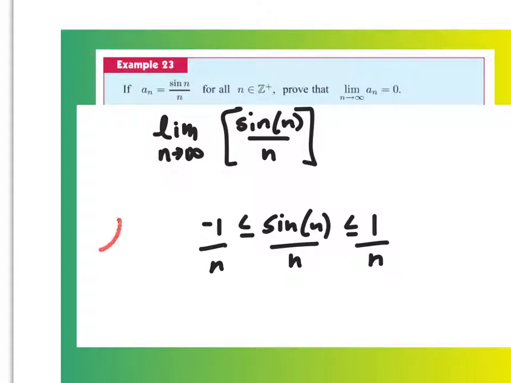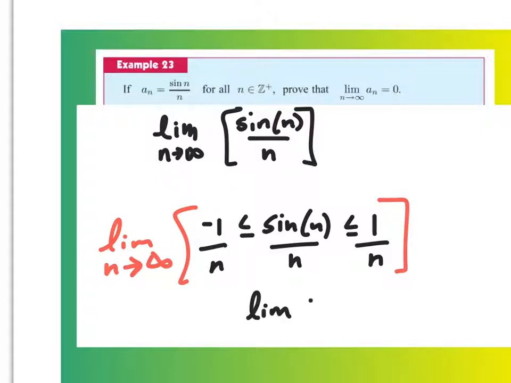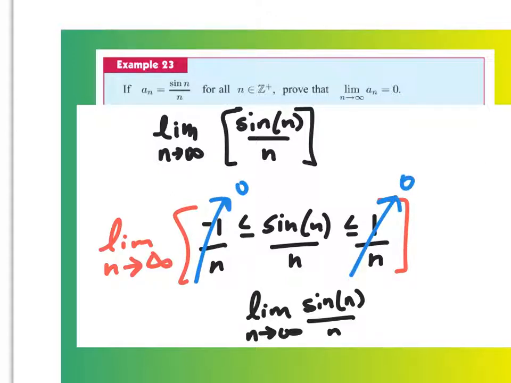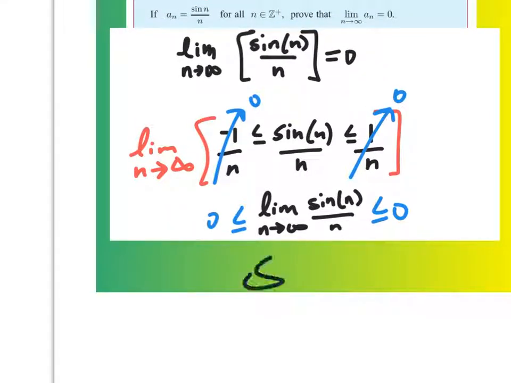So if I took the limits as n goes to infinity of each of these items, then the limit of sine of n over n as n goes to infinity should be between the limit here, which is 0, and here, which is 0. And therefore, by the squeeze theorem, yet again, if I knew that this limit had to be greater than or equal to 0 or less than or equal to 0, that dang thing better be equal to 0 by the squeeze theorem. Squeeze theorem. Boom.